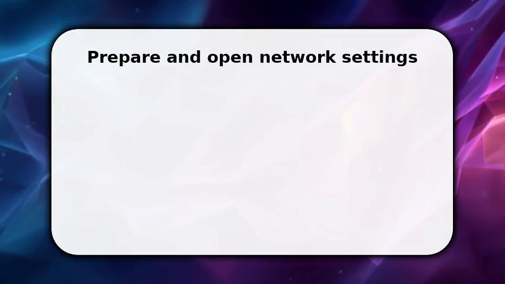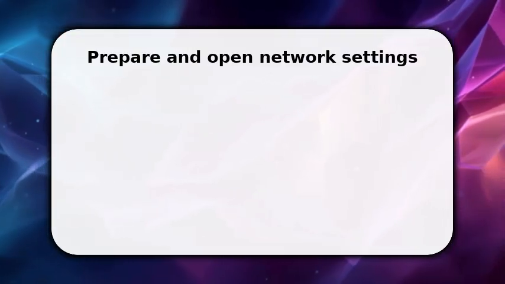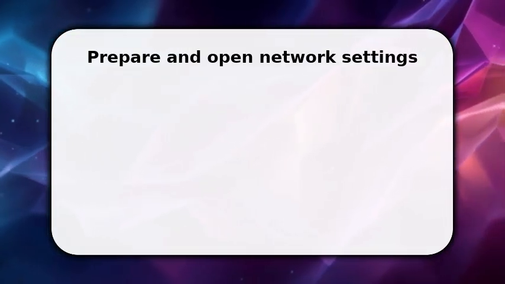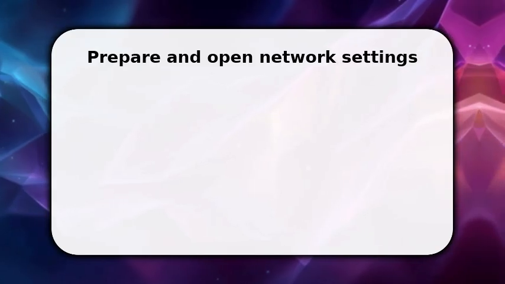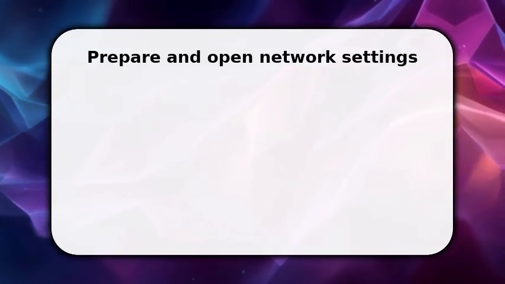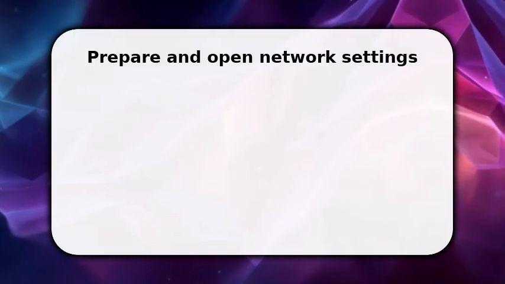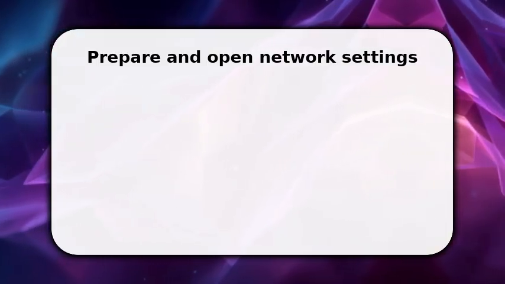You start by confirming the SIM is active and mobile data is on. This avoids chasing connectivity ghosts. Once ready, open Settings and go to Connections or Network and Internet. Make sure airplane mode is off because that blocks all radios.